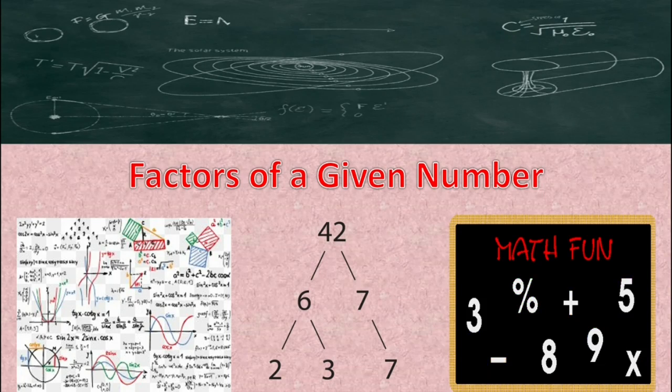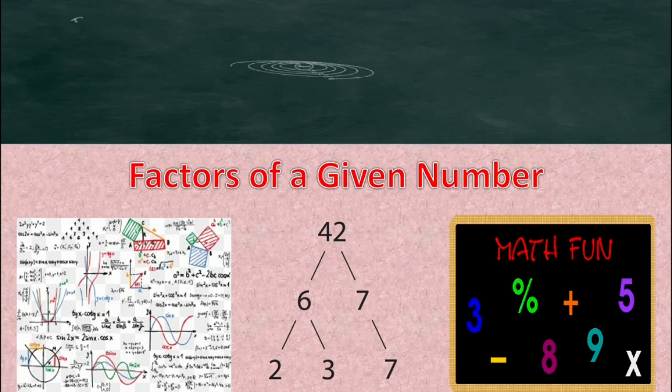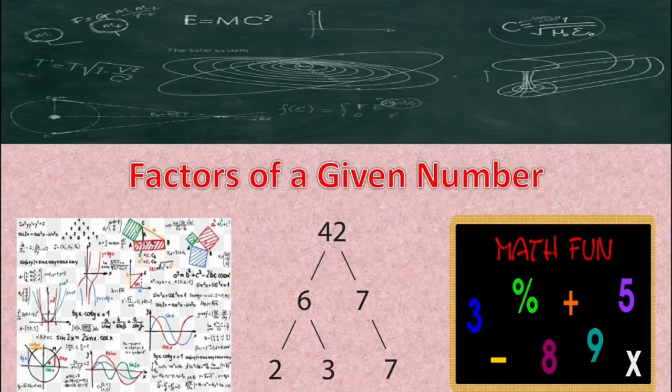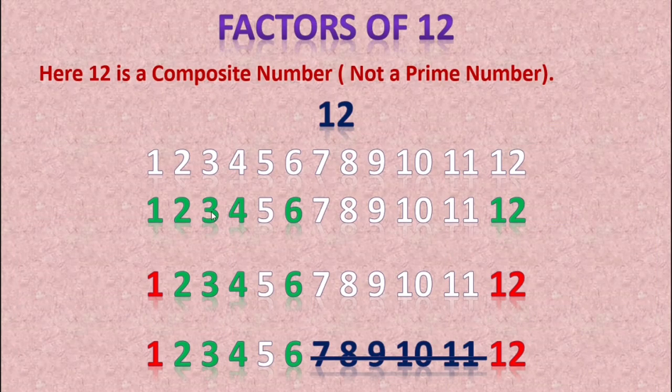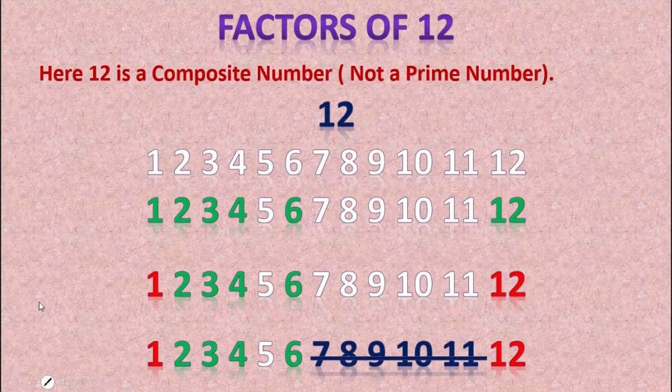And factors are something like, if I take 12, 2 is a factor because 2 perfectly divides 12. What is the meaning of perfect division? The remainder should be 0. If I have a look at this 12, 12 is a composite number. Composite number in the sense 12 has a lot of factors, a lot in the sense it is going to have more than 2 factors.